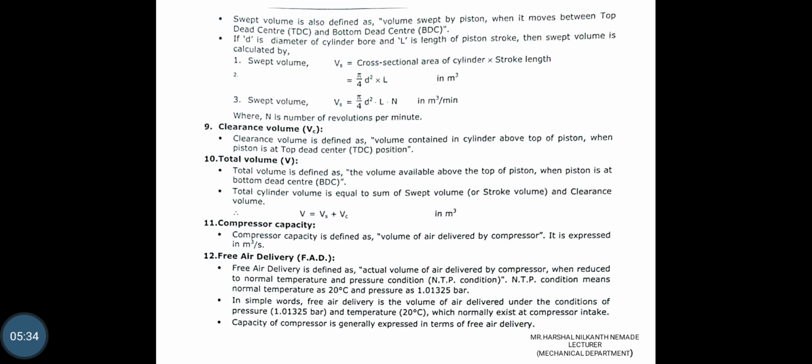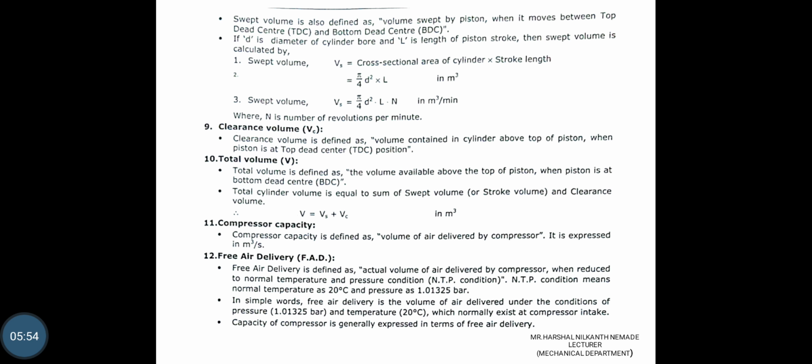Total volume V is defined as the volume available above the top of the piston when the piston is at the bottom dead center, BDC. Total cylinder volume is equal to the sum of the swept volume or stroke volume and clearance volume. V is equal to Vs plus Vc in meter cube. Compressor capacity.